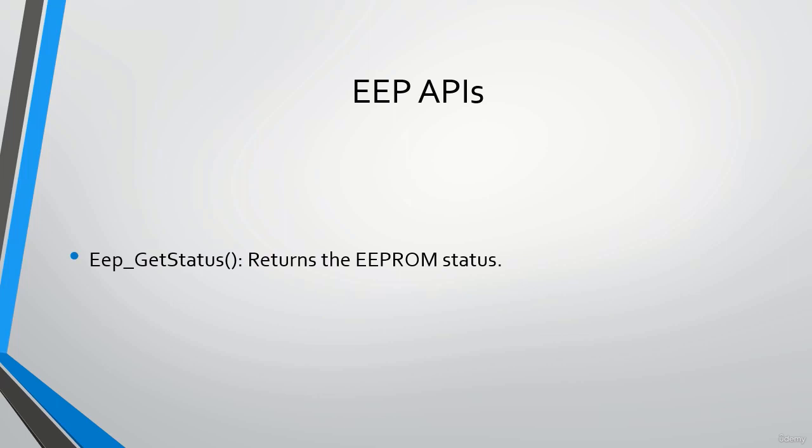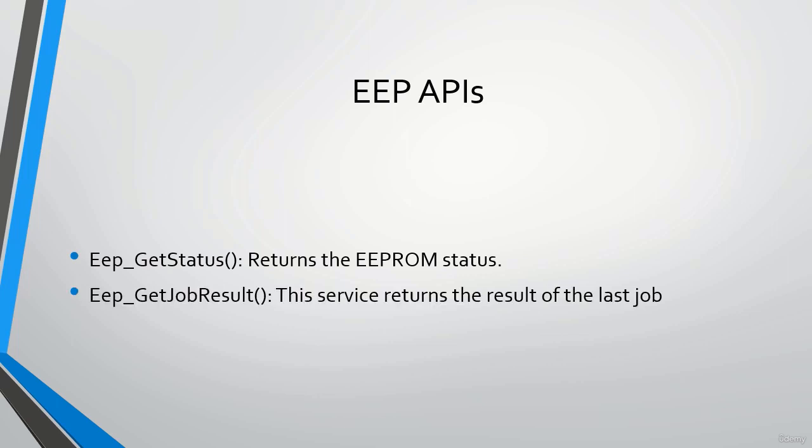Next API is EEP get status, and it returns the EEPROM status. So the current status of the EEPROM driver is obtained from EEP get status. Next one is EEP get job result. This service returns the result of the last job. So what was the result of the last job? This is returned by the EEP get job result API.